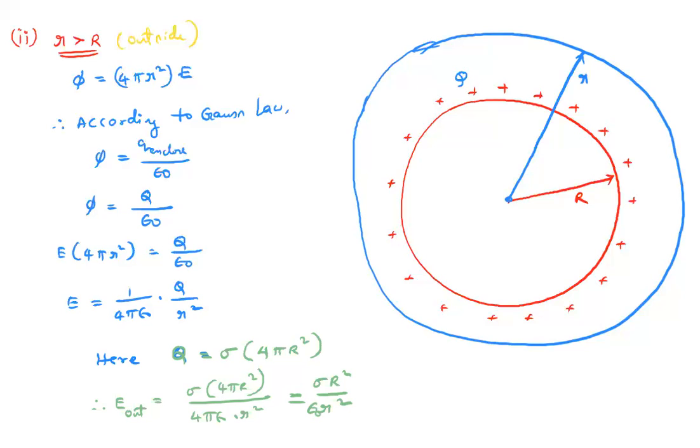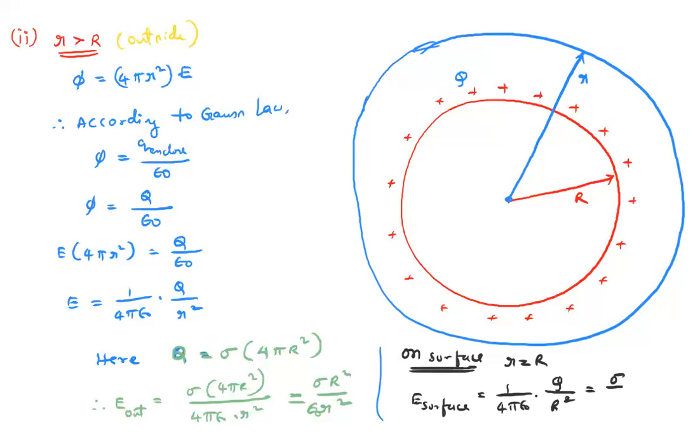Now the last one is very important: on the surface. On the surface, small r is equal to capital R. Then the electric field intensity on the surface is 1 by 4 pi epsilon naught capital Q by capital R square, or else sigma by epsilon naught, the same result we found for a conducting sheet.